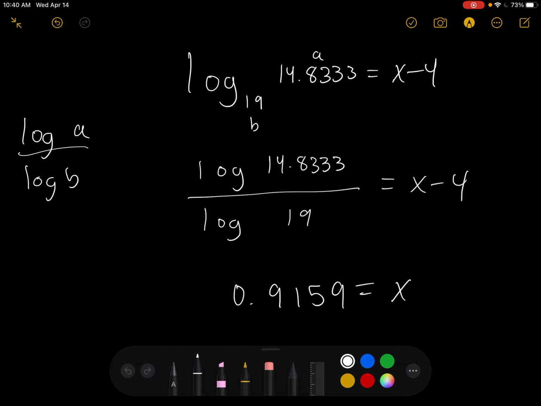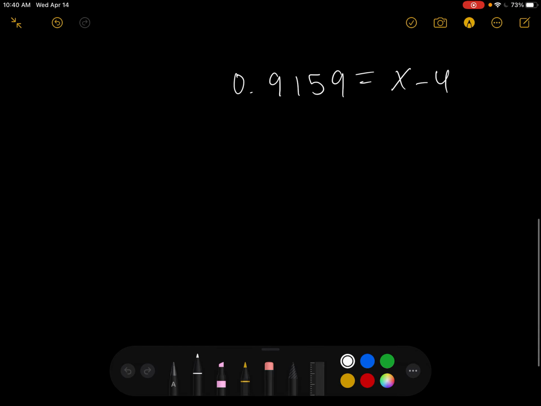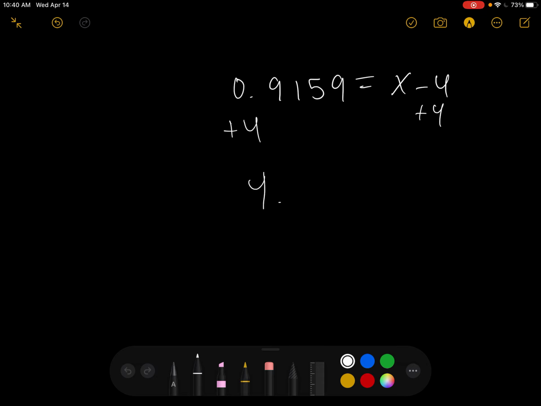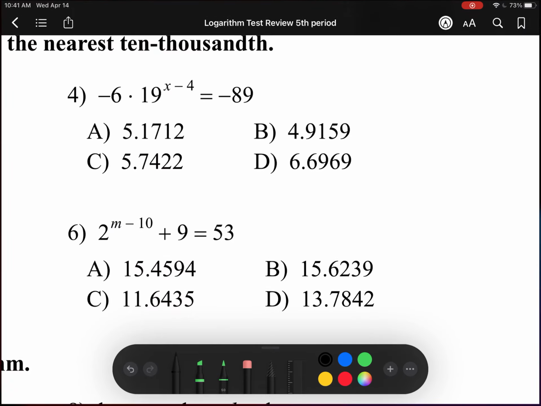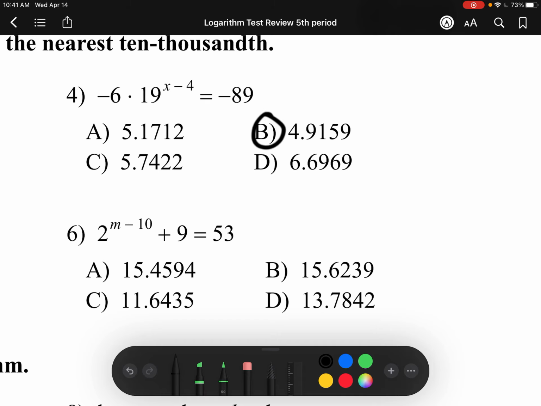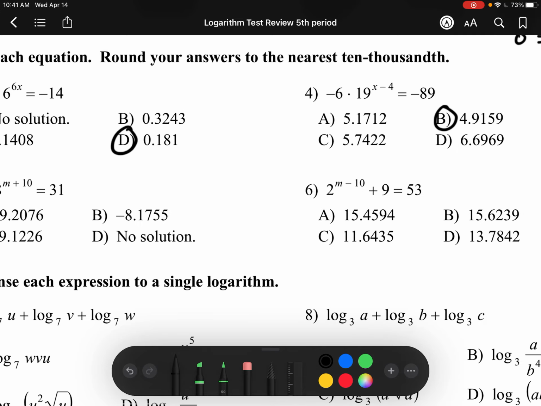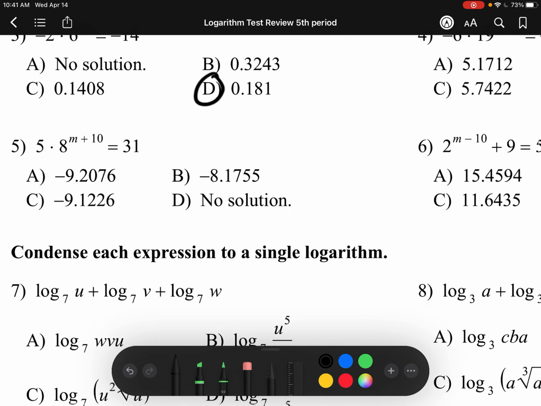9159 is equal to x minus 4. Now we're solving for x, so we want to get rid of this. So we're going to add 4 to both sides. You get 4.9159 is equal to x. And you go back to your test, and that is option B, 4.9159. So we're going to go over number 5 now.